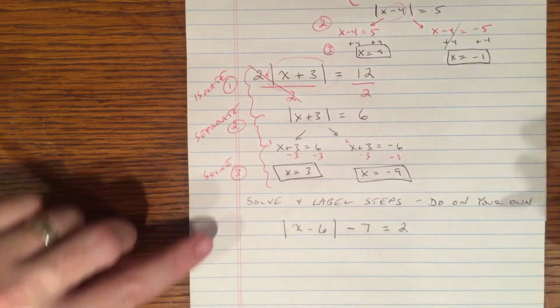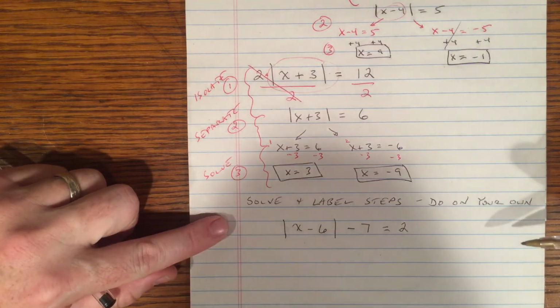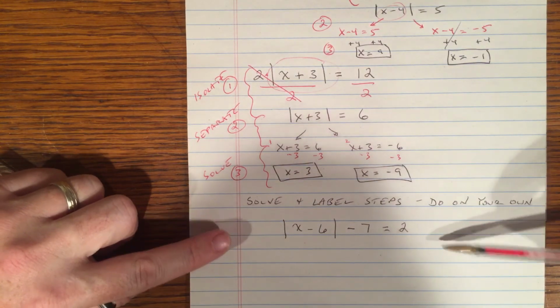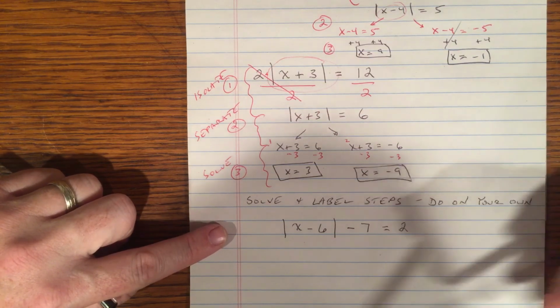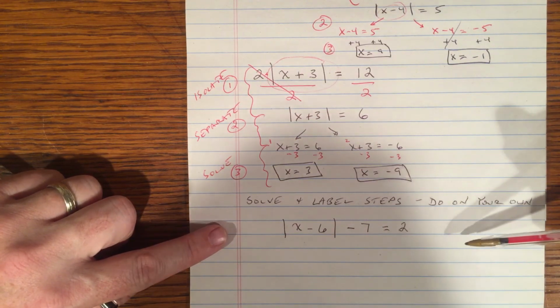All right, here's your last example. So to finish off your review notes, I want you to solve this absolute value equation, label the steps, and do this on your own. And so that'd be something that I'm going to check when I see your work that's done. All right, good luck.